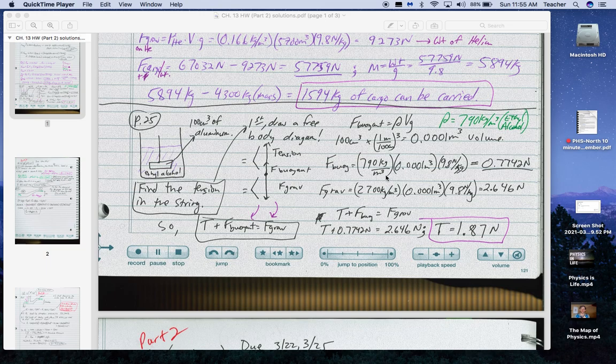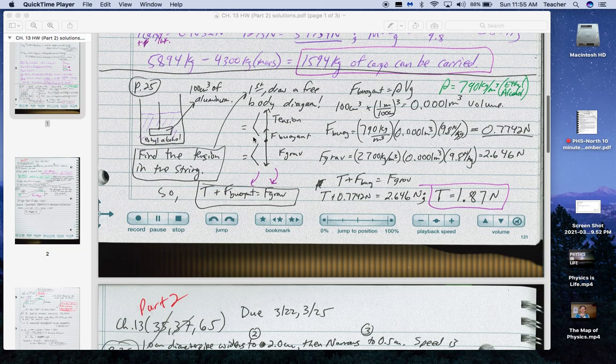So that multiplied by the density of ethanol times 9.8 gives us the buoyant force. That's 0.7742 newtons. It's not about, that's exact. Gravity acting on the aluminum, that's the density of aluminum times the volume times 9.8, 2.646 newtons. So the difference between those would be the tension, and that's 1.87 newtons.